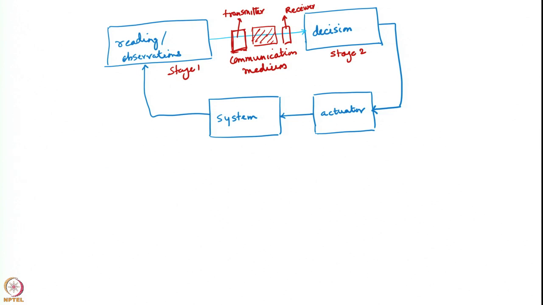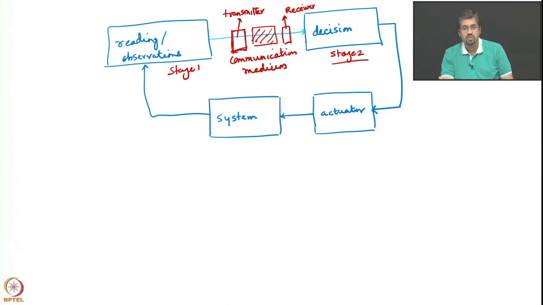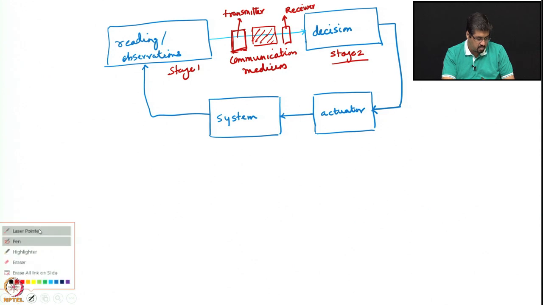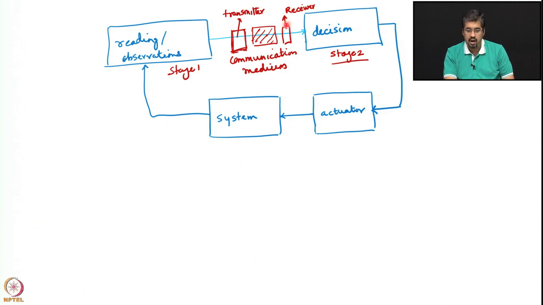So now what have we got? As a result of this, this is not stage 2 anymore. I wrote this as stage 2 earlier, when there was only a communication medium and the medium was adding noise. But now what has changed is that this is not stage 2 anymore, because really, unknowingly, we have added two more decision stages. We have added a transmitter here and added a receiver here.